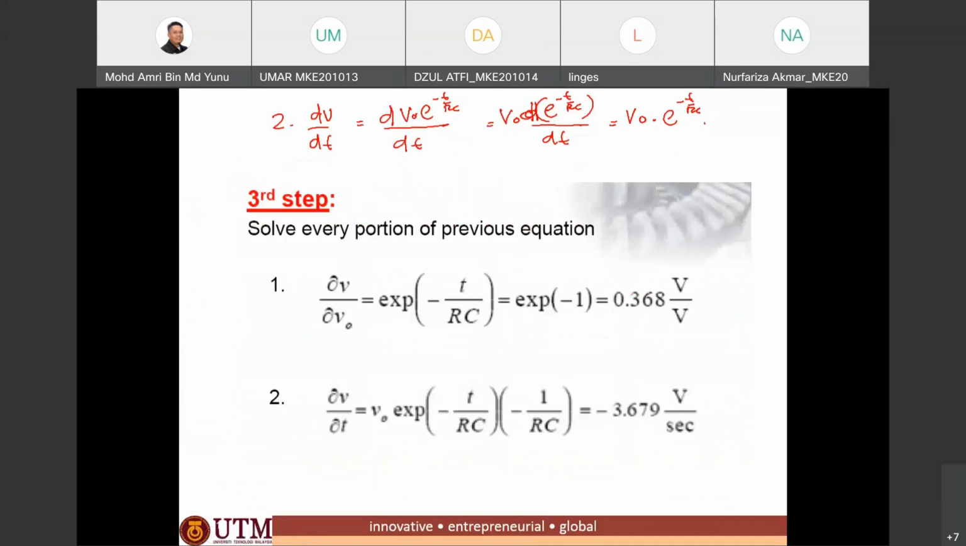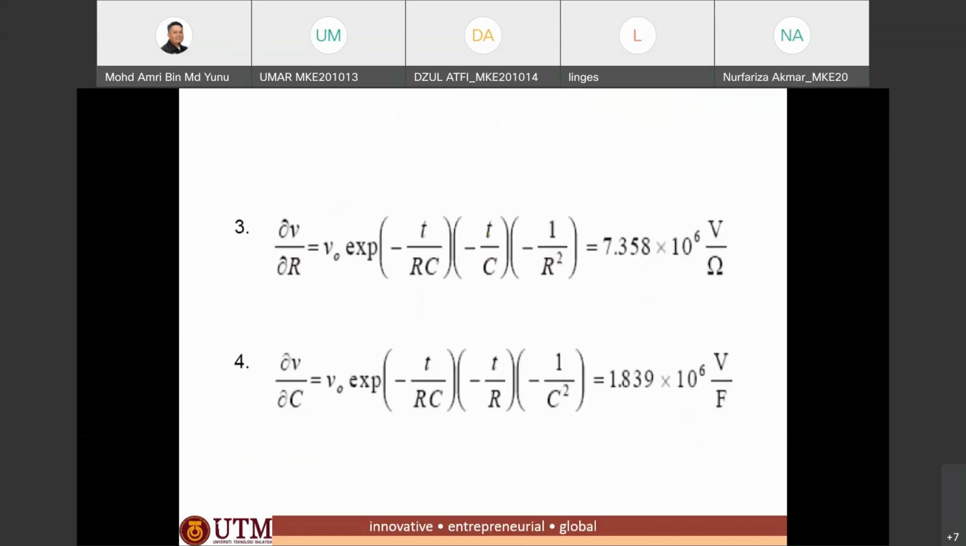multiply with negative 1 over RC. So we plug in all the nominal values. So we get for the second term negative 3.679 volt per second. Then we will repeat for the third term.